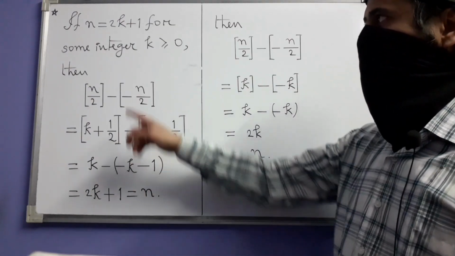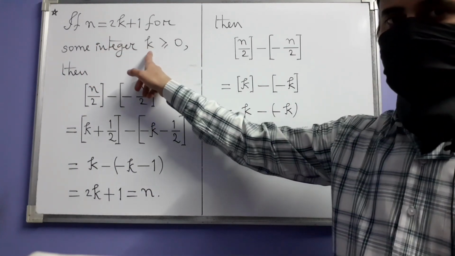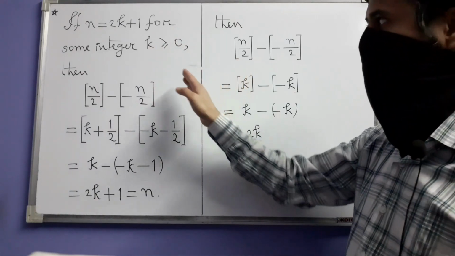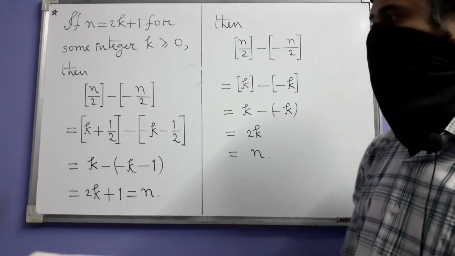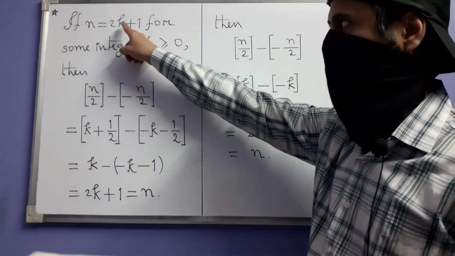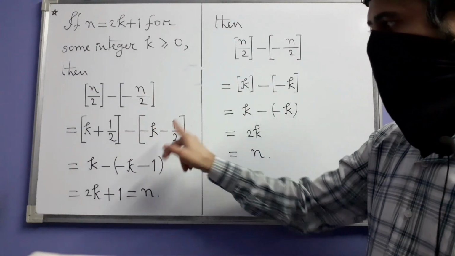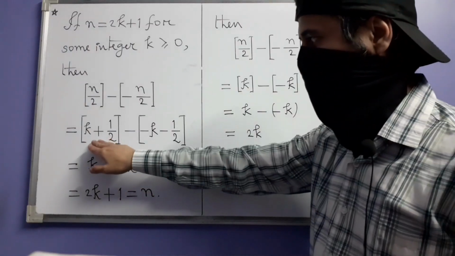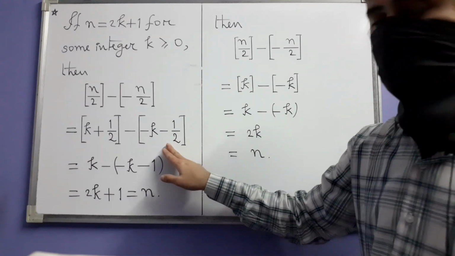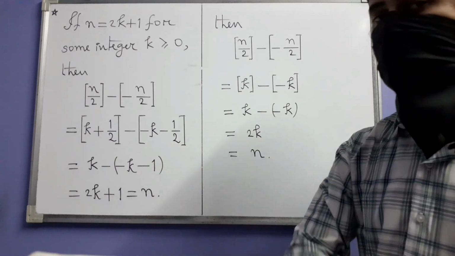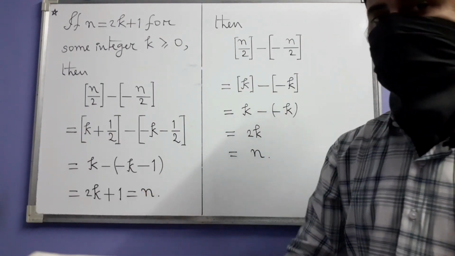And in the second case n is odd. So it has the form 2k plus 1 for some non-negative integer k. Here also k is non-negative like the last case because n itself is non-negative. And then again we consider this difference. This time however n divided by 2 is k plus 1 divided by 2. So minus of n over 2 is minus k minus 1 over 2. Now this greatest integer value is k, whereas the greatest integer value of minus k minus 1 over 2 is minus k minus 1. So that way you get 2k plus 1 again, which is just n.